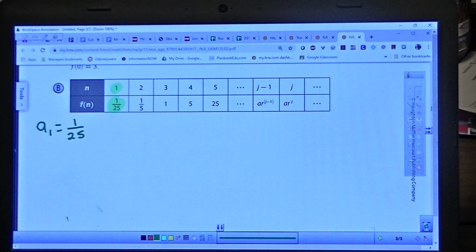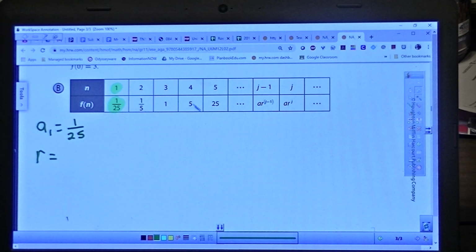Okay, so there's our starting point, but now we need our common ratio. So let's check what that is. If I wanted to do common ratio, that means I would have to do 1/5 divided by 1/25. Well, we don't have to do that. We can pick any two we want to.